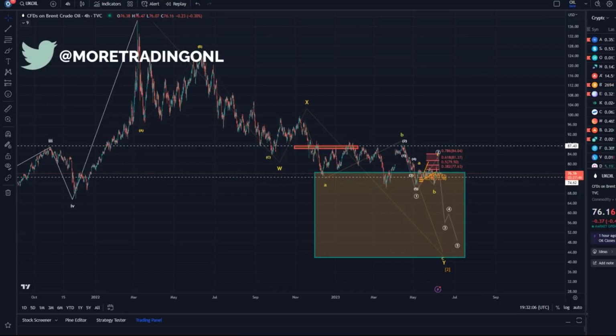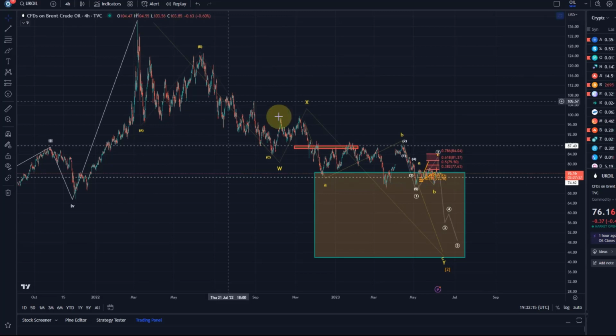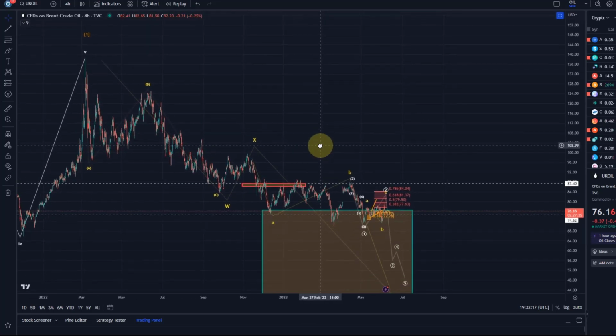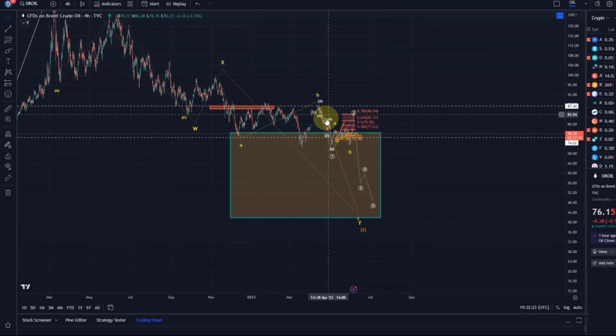So no real change, we are just moving sideways at the moment. We start on the daily chart, even though I'm on the 4-hour chart at the moment, but this is just zoomed out so you get the overview. And I would like to make a change with you. It doesn't really have a great impact, but it just impacts how we count this entire structure here.